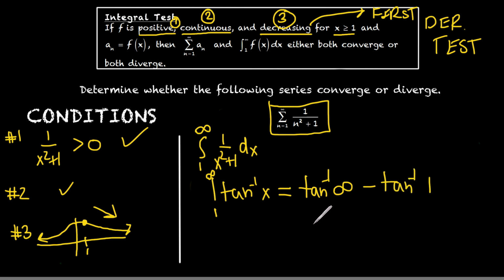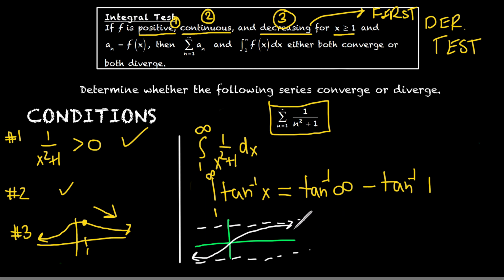Well, if we remember what the inverse tangent graph looks like, it's going to have asymptotes here at pi over 2 and at negative pi over 2, and it's going to look something like that. So as x approaches infinity, this inverse tangent graph approaches pi over 2. So that's going to be pi over 2.